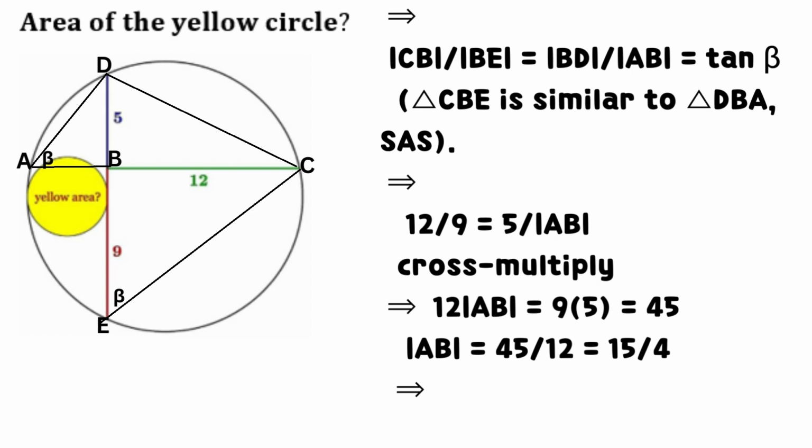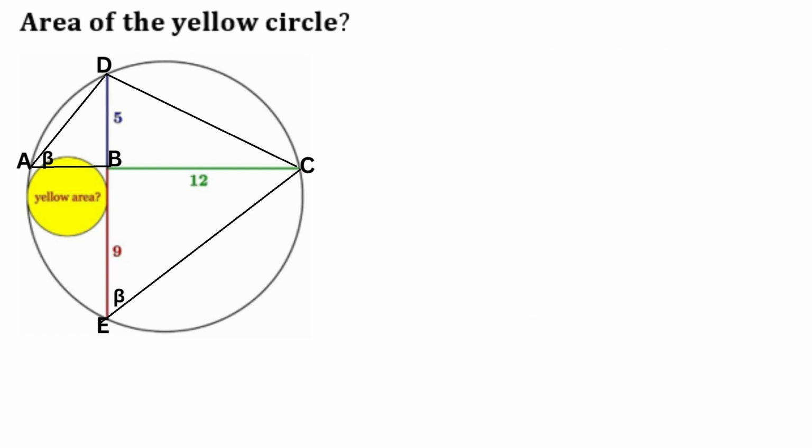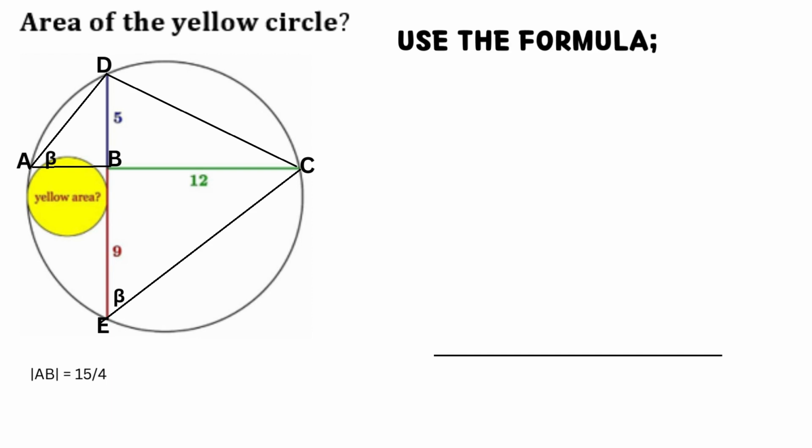Cross multiply and we have that 12 times line AB equals 9 times 5, which equals 45. Divide the equation by 12 and we have that line AB equals 45 divided by 12, which equals 15 divided by 4 after simplification of values.